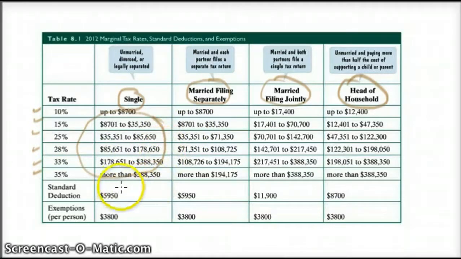Also, don't forget, everybody has the option to use the standard deduction, and everybody uses 3,800 in that case for the standard exemption. All right, now you're not locked in by the standard deduction. If you want to itemize, you could increase your amount, but that's going to take a little extra work and more record keeping.